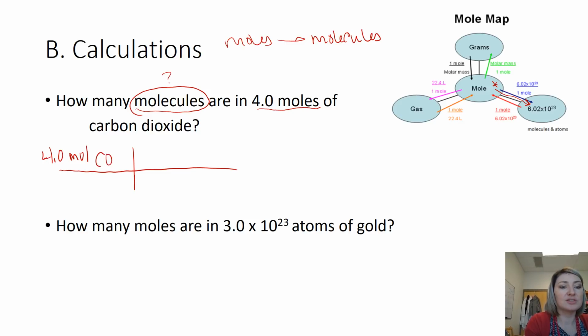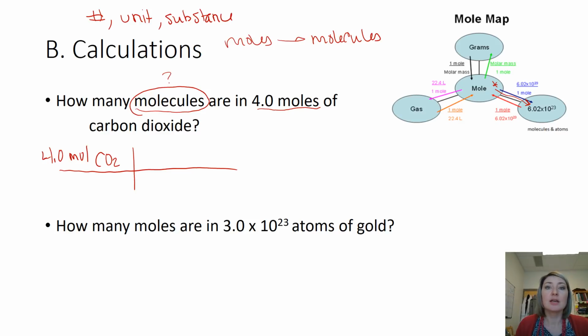We have 4.0 moles of CO2. Every single box in your t-chart needs to have a number, the unit, and the substance. Write that down: number, unit, substance. The reason for this is it's going to help you in stoichiometry.